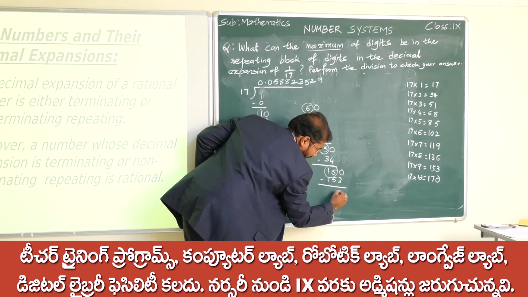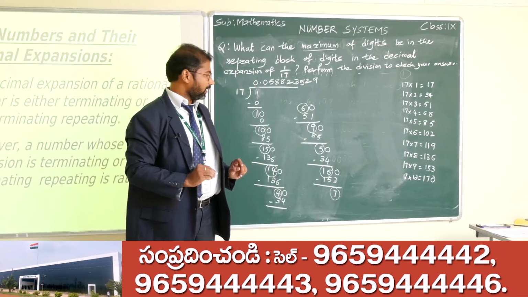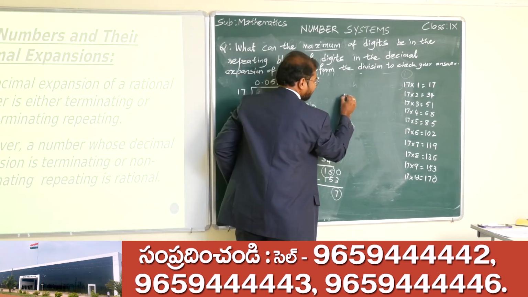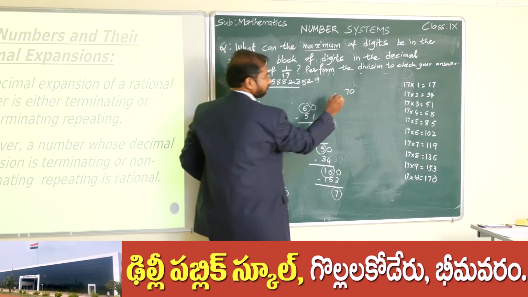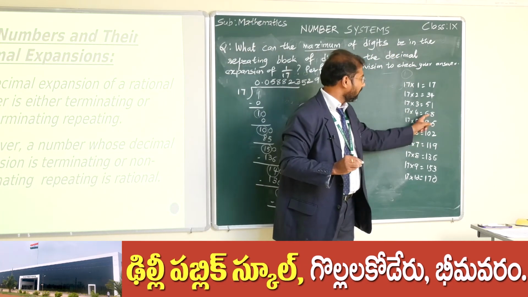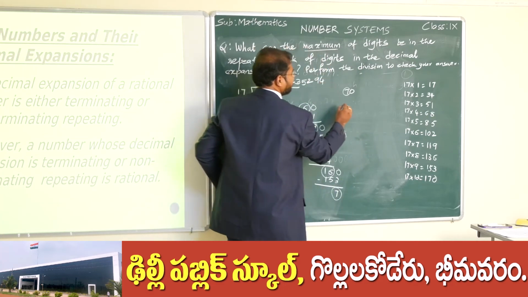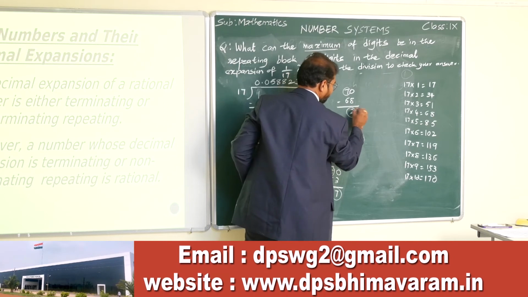Now the remainder is 7. Add 0 to its right side. You will get 70. Yes, 70 will not go exactly in the 17 table. I will take 4 times, which is 68. Now the remainder is 2.